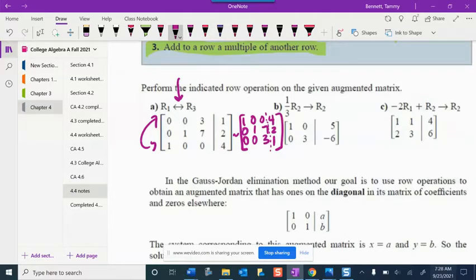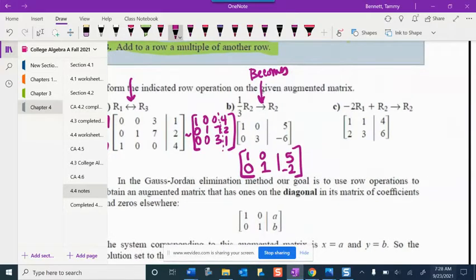Letter B says I'm taking 1/3 of row 2 and it becomes row 2. So row 1 stays the same, 1, 0, 5. And then I'm taking 1/3 of row 2, which means divide those by 3. So 0 divided by 3 is 0, 3 divided by 3 is 1, negative 6 divided by 3 is negative 2.